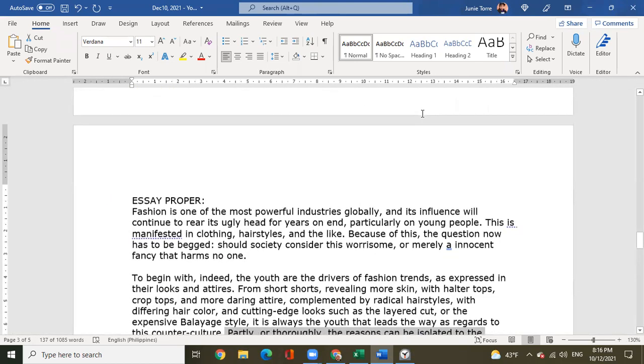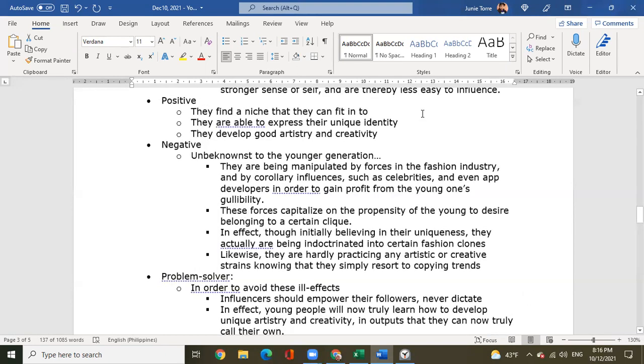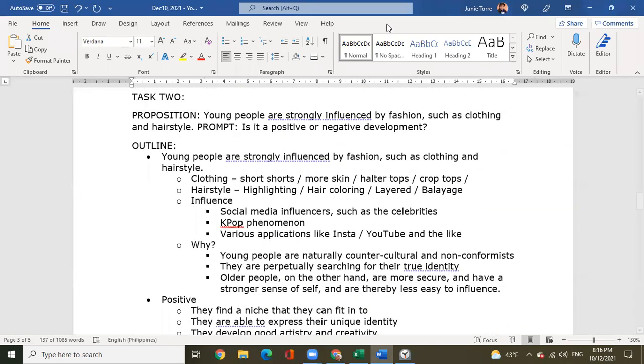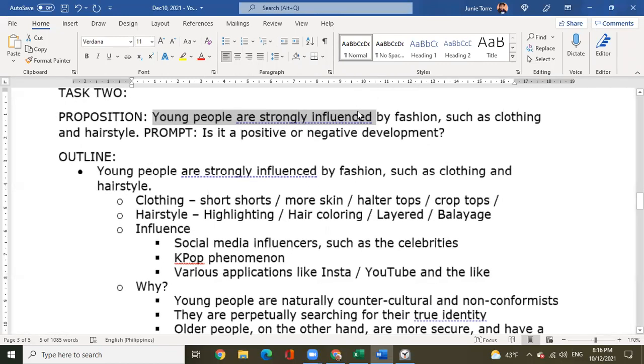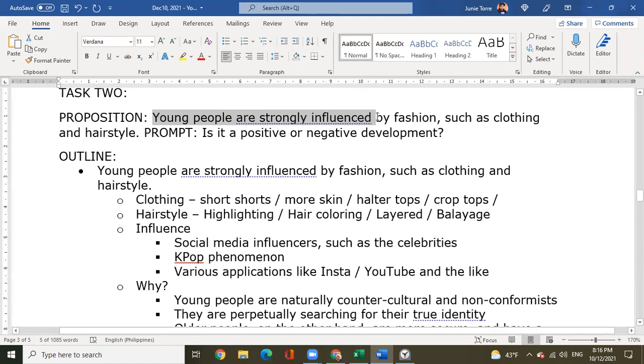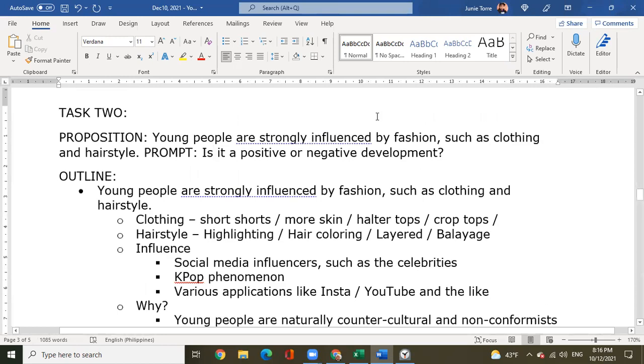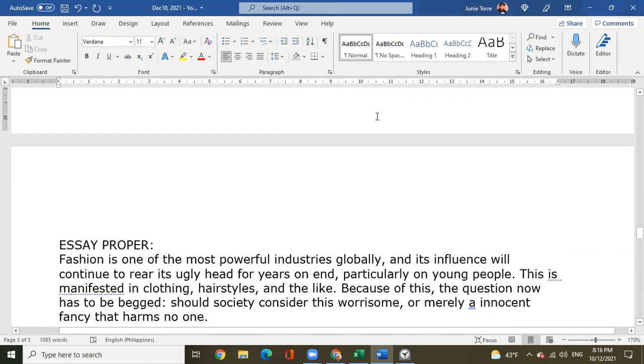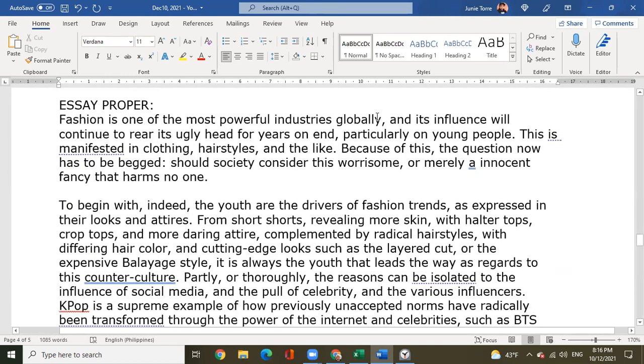Since I have like 4 minutes left, I just want to go back to the question prompt. So making sure, yeah, I did emphasize young people strongly influenced. I did explain why, right? I explained the why of that, right? Yeah, covered. Then we talked about fashion and hairstyle. Yeah, is it a positive or negative development? I'm happy with my essay.